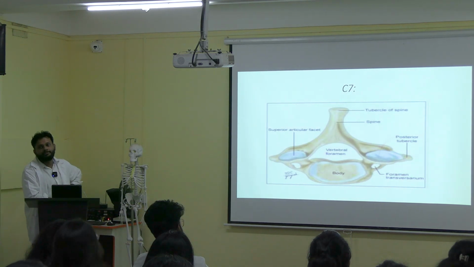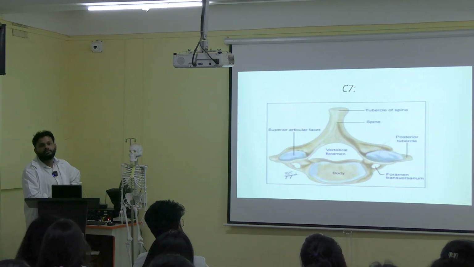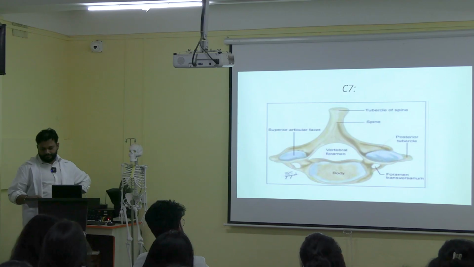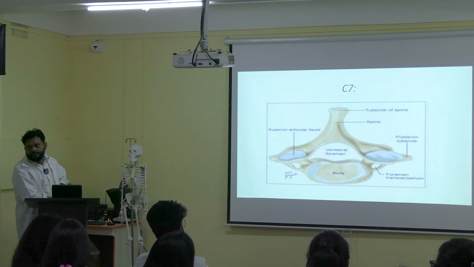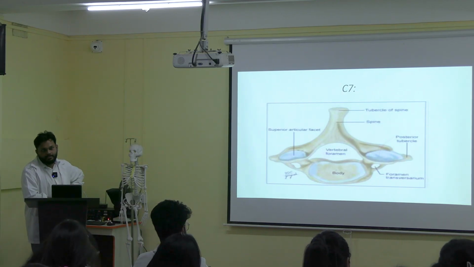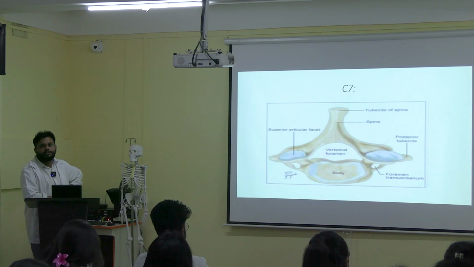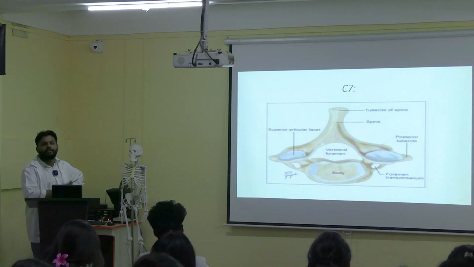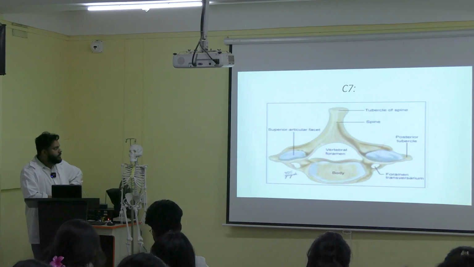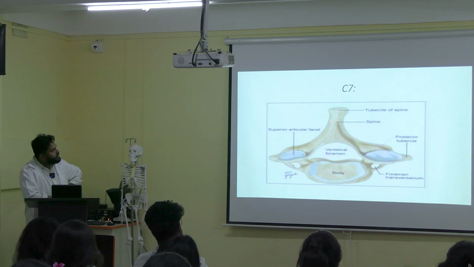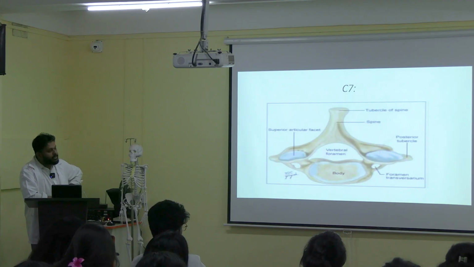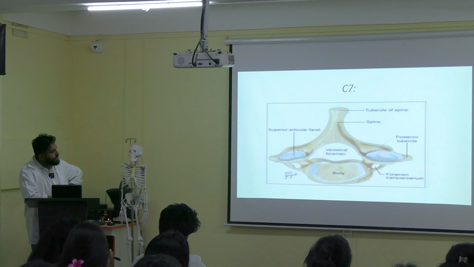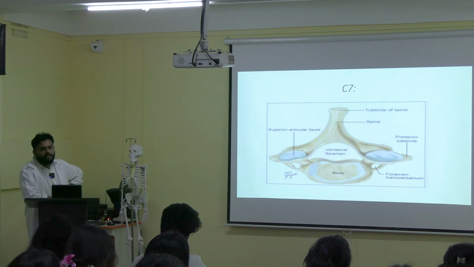Now the last one, C7. C7 is also known as vertebra prominens. It is having a prominent spinous process. Spine is relatively bigger. See, what are the parts? This is the spine, right? And this is the superior articular facet. And this is the foramen transversarium.